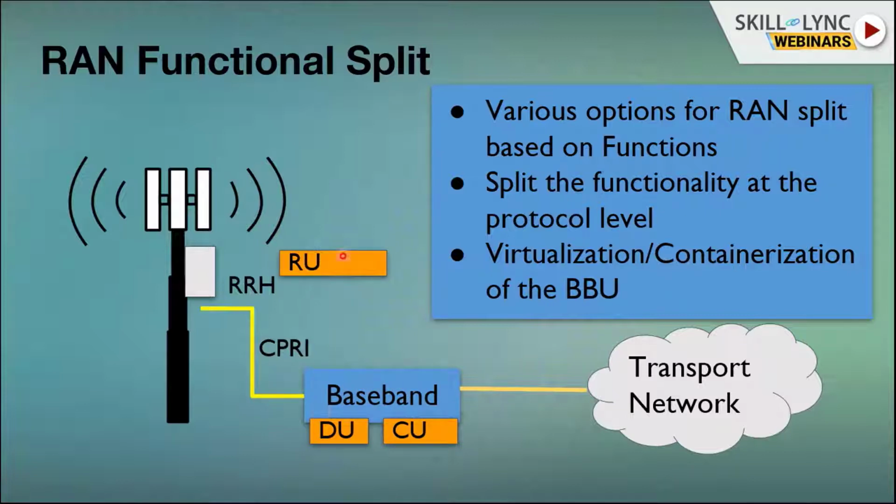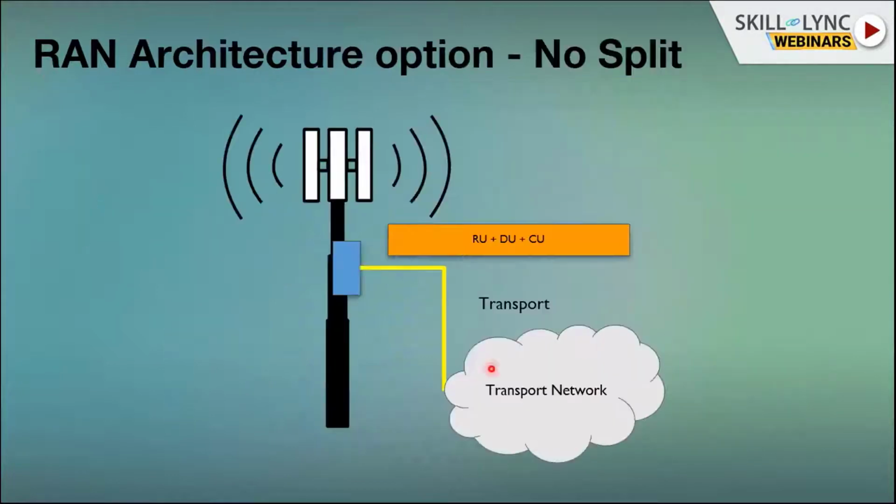One hardware can have all three functionalities, or we can have multiple hardware for one functionality. So first of all, let us understand what the architecture option is in the case of no split.